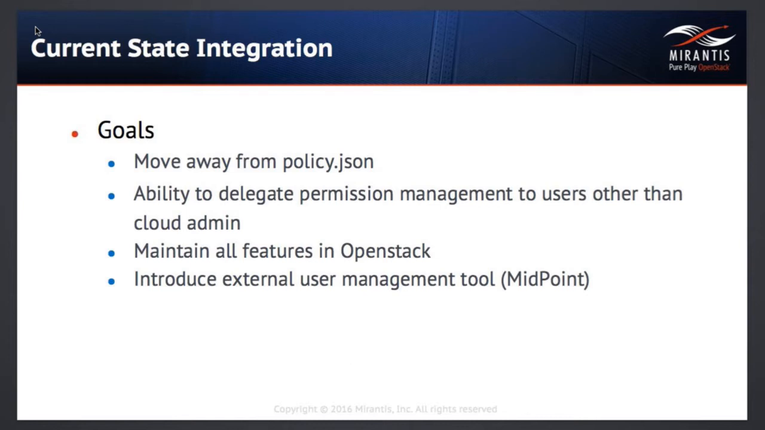So the goals: move away from policy.json. Policy.json worked three years ago. Today it is a cumbersome, messy way to do things. Although there have been some changes, you can update it in real time now, but it's still not perfect. We need the ability to delegate permission management. So in a typical organization, I want to be able to delegate my permissions to sub-admins.